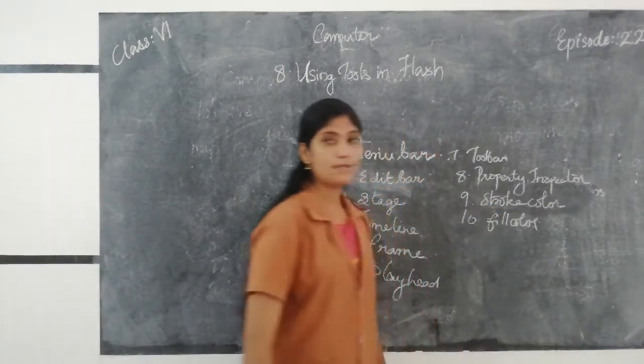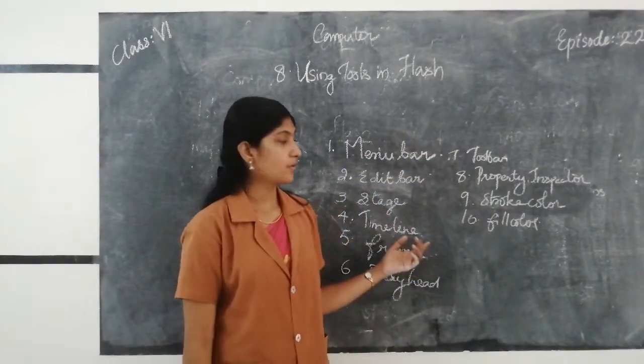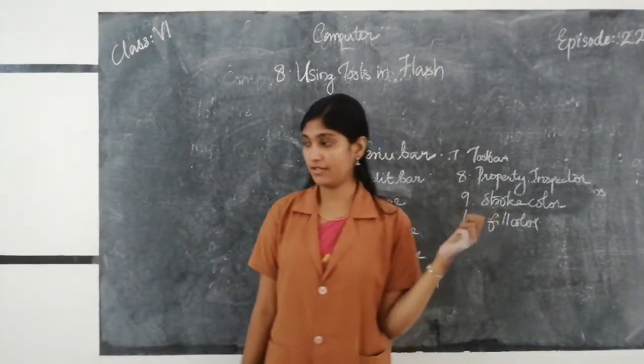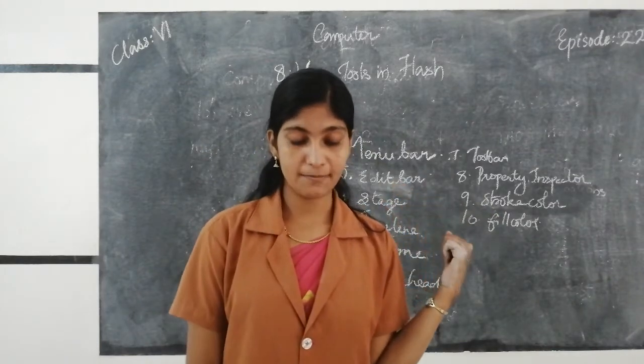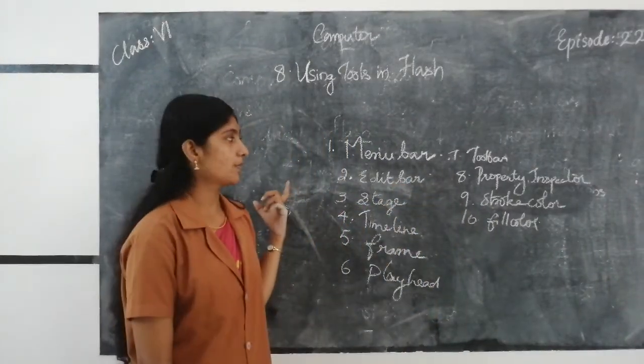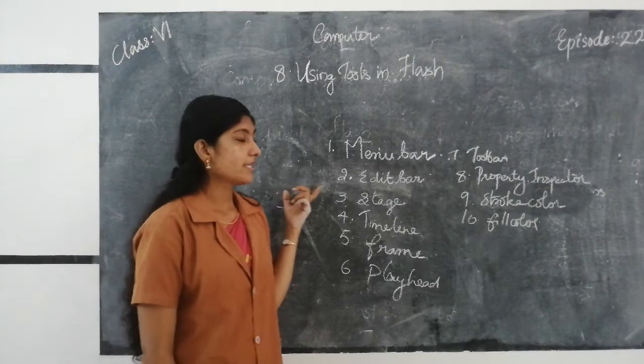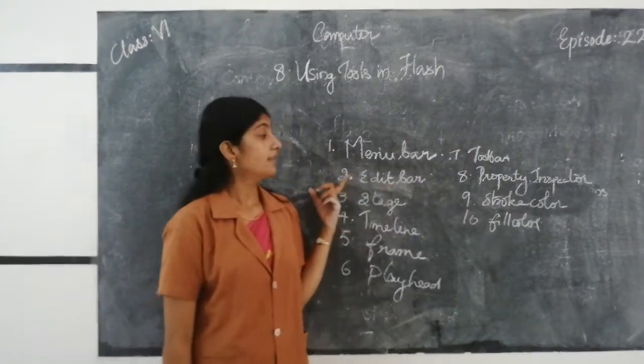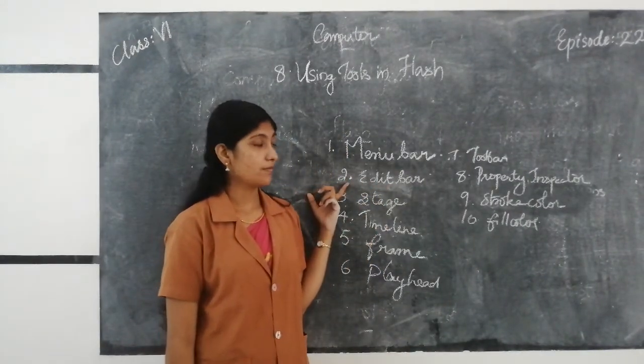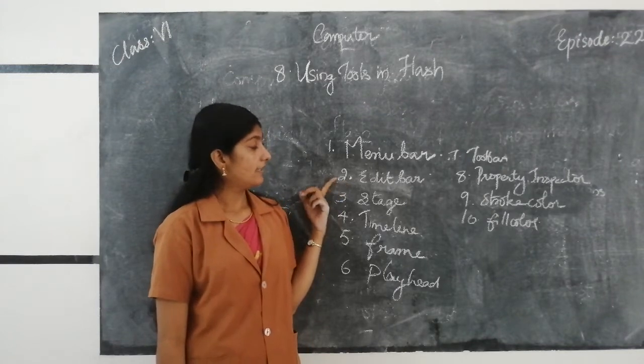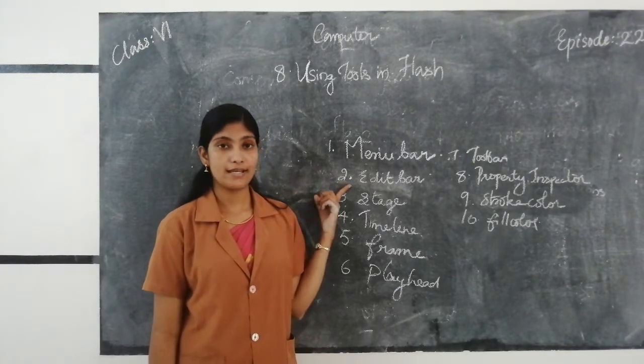F-I-L-L-C-O-L-O-R. So that means if you want to fill any color, then you can choose the fill color option. So these are all the components present in the Flash software. Once again, the menu bar contains some options, and you can select the options from the menus or commands. Then the second one is the edit bar.